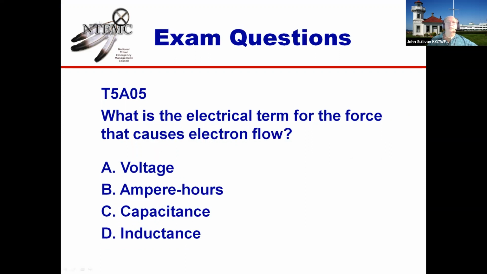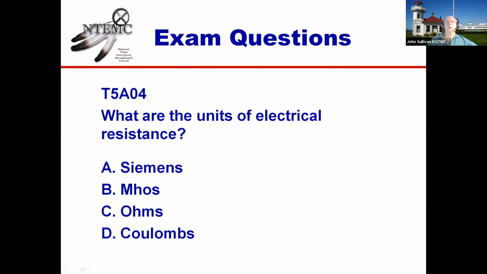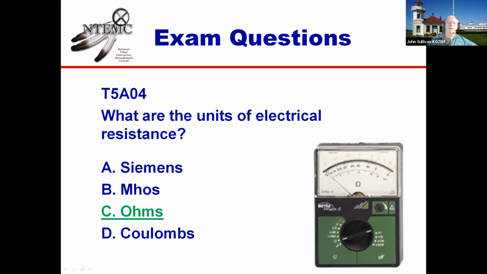What is the electrical term for the force that causes electron flow? Remember, we said electromotive force was another terminology for voltage. So the answer to that is voltage. You can think about that like pressure or force that's pushing electrons through a circuit. What are the units of electrical resistance? Remember, that's the funny letter, ohms, the Greek letter omega.